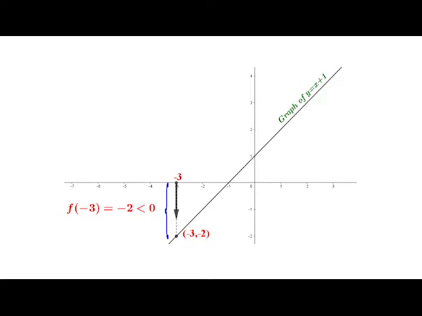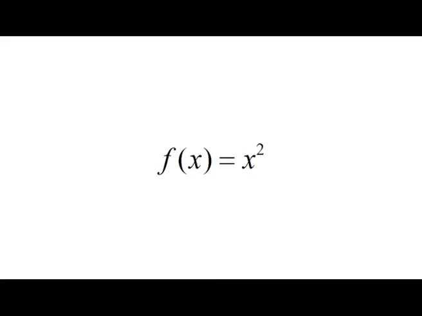f of negative 3 equal to negative 3 plus 1 equal to negative 2, which is less than 0. Hence, the point (negative 3, negative 2) lies below the point x equal to negative 3. As another example, we consider the real valued function of a real variable defined by f of x equal to x square for every real number x.